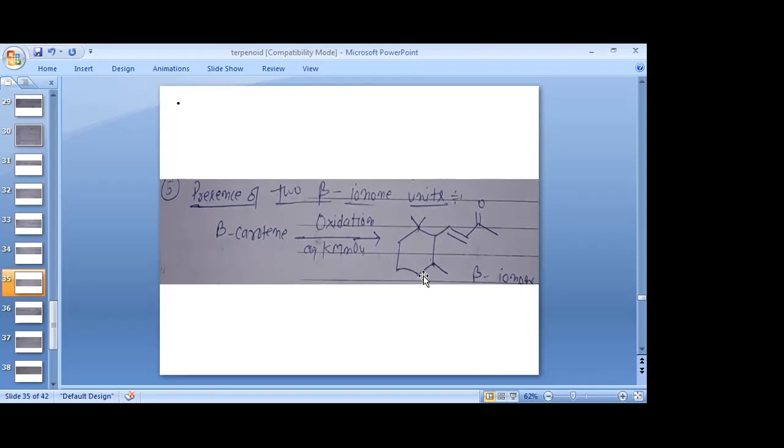It means two cycles, right? It confirms the number of cycles in your carotene, right? And the other thing, it also gives an idea about the side or methyl groups, the substituted methyl groups, right? So in this way, next reaction.